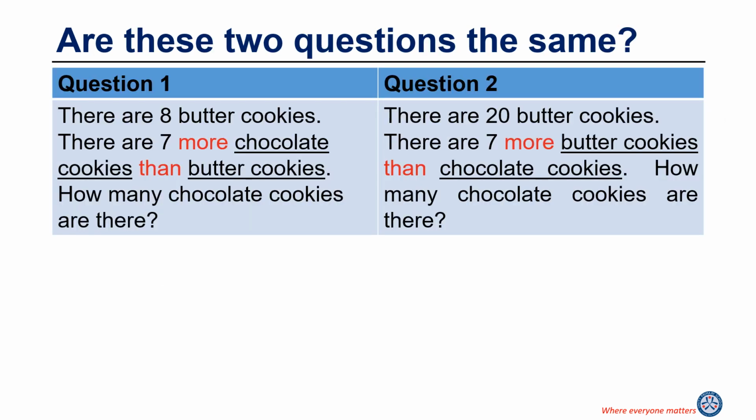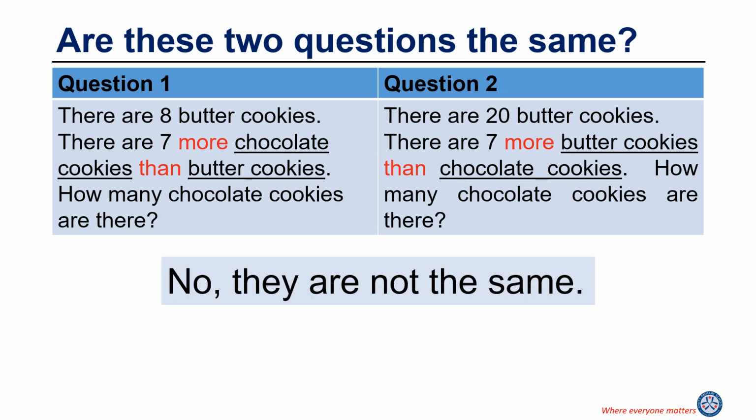While both word problems discussed earlier require us to find the number of chocolate cookies, in both questions, we are comparing them differently. The model bar representing the chocolate cookies will be longer than the butter cookies in question 1. The model bar representing the butter cookies will be longer than the chocolate cookies in question 2. As such, different operation is required to solve the two word problems, which looks rather similar. Having the word more than in both questions does not simply mean we add to get the answer.